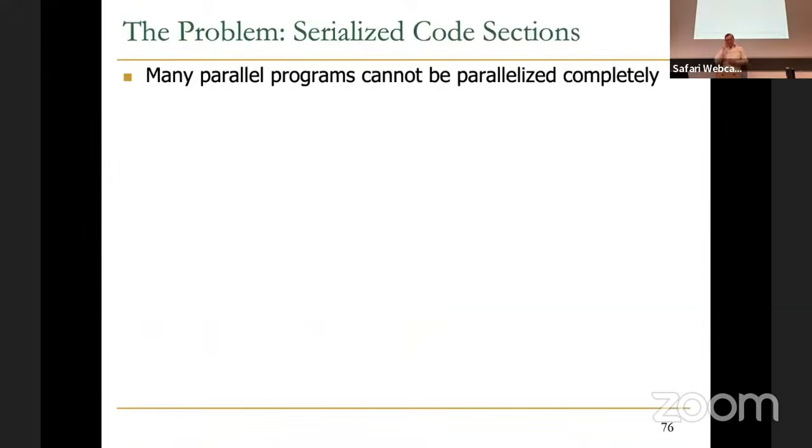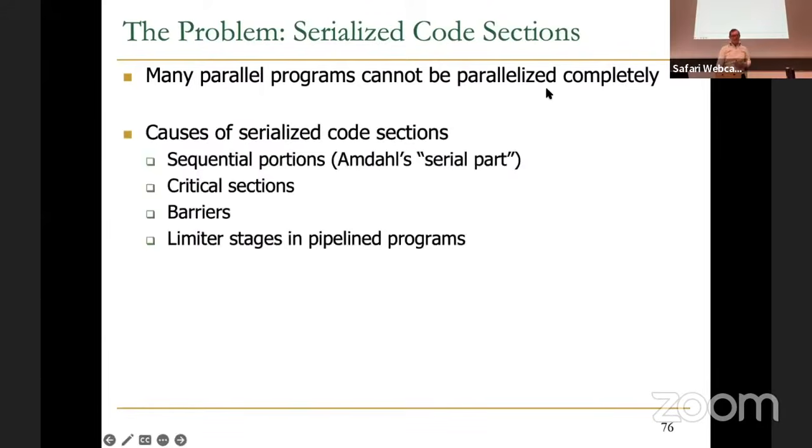Okay, so basically, let's talk about these serialized code sections. Essentially, many parallel programs cannot be parallelized completely. We talked about sequential portions, the serial part. I'm going to give you examples. There are also critical sections that we talked about earlier, locks essentially. Only one thread can be updating the shared data, and another thread that needs that shared data needs to wait. There are barriers: when you parallelize your program, partition the work, and all of the threads do something, and when they need to go to the next stage of parallelization, they need to do something else, right?